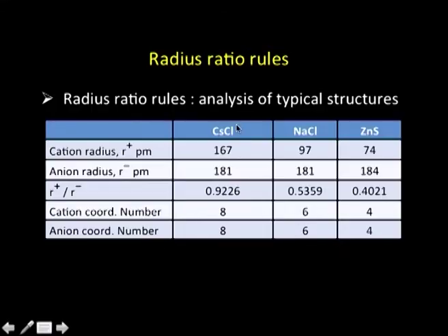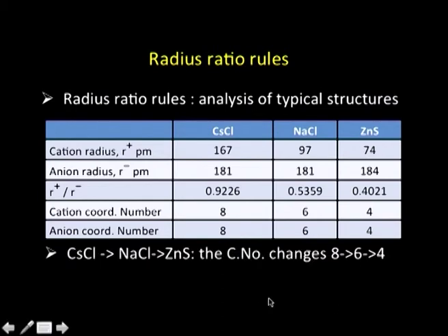Now, let us try to analyze this for the typical structures we discussed earlier. We talked about 3 structures: cesium chloride, sodium chloride and zinc sulphide, that is the wurtzite structure. If we look at the data we had here, the cation, anion and all, we find that r+ to r- for cesium chloride happens to be 0.9226. For sodium chloride it is 0.5359 and for zinc sulphide it is 0.4021, and there is a coordination number and so on and so forth. That is what we have seen earlier, and we find that this is in accordance with what we just calculated, what I showed in the previous table about the limiting values or the ranges of the radius ratios.